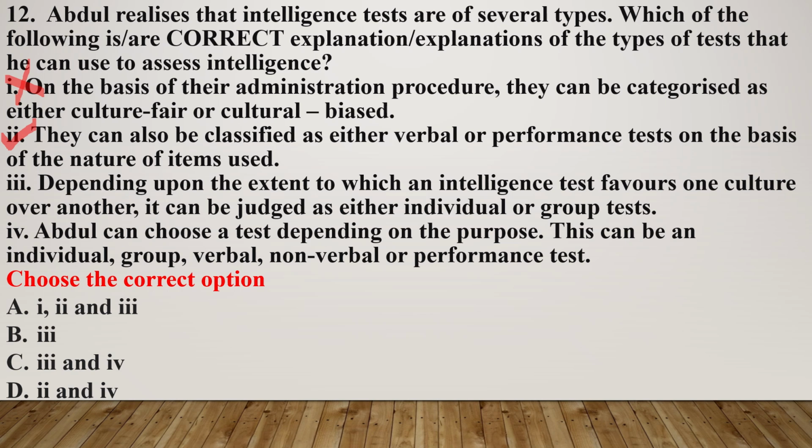Third, depending upon the extent to which an intelligence test favors one culture over another, it can be judged as individual or group test. This is wrong. Fourth, Abdul can choose a test depending on the purpose. This can be individual, group, verbal, non-verbal or performance test. This statement is correct. So the answer for question number 12 will be D. That is 2nd and 4th.